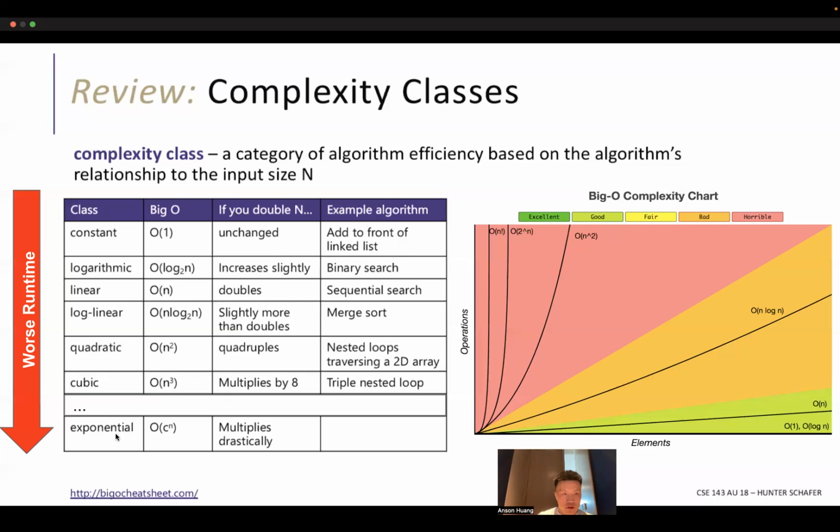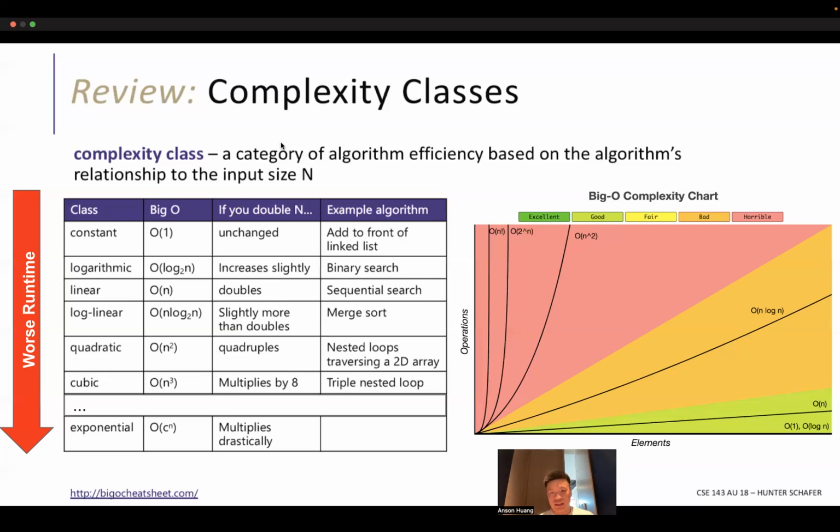And then one more runtime that we won't really go over too much is exponential runtime. So this is just super slow. Your runtime is going to multiply drastically. Even if you add 1 to your input size, your algorithm is going to run really slow no matter what. So these are the different complexity classes.